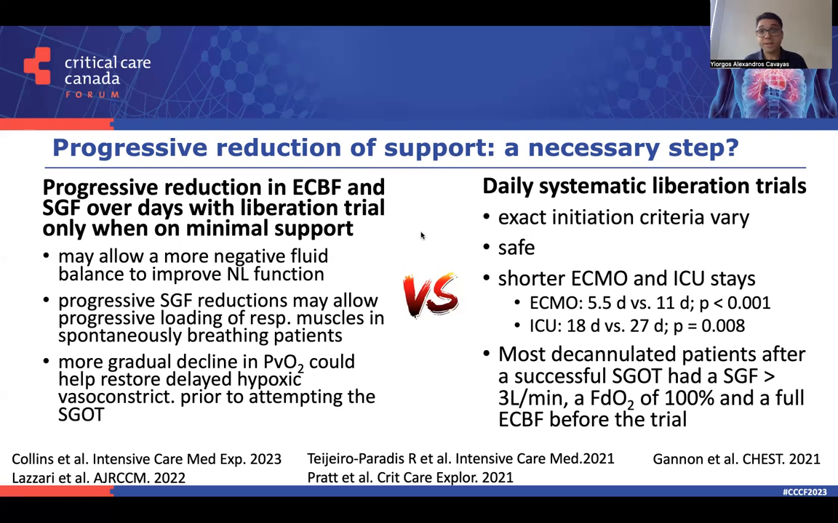On the other hand, daily systematic liberation trials appear to be safe in the few studies that have looked at it. The exact initiation criteria and safety limits vary significantly across studies. One before and after study that looked at the effect of implementing such a daily systematic liberation trial found that this could lead to shorter ECMO and ICU stays.